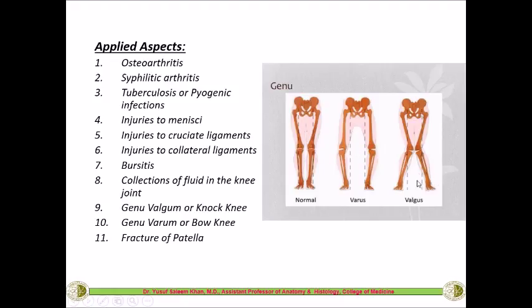Looks like a bow. Just opposite is the genu valgum, where the two knees are directed towards each other and they will be knocking each other. So this is called the knock knee. They knock in the front, knocking each other. These are called bow knee because they look like a bow and arrow. So genu varum is also called the bow knee, and genu valgum is also called the knock knee.